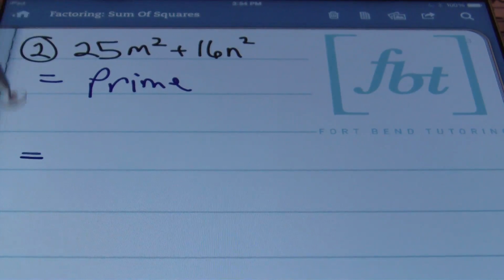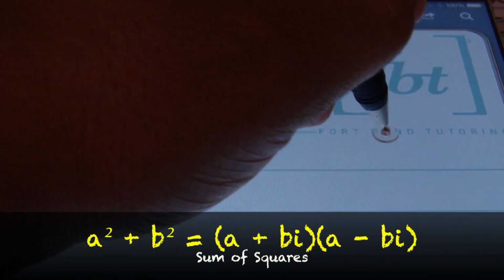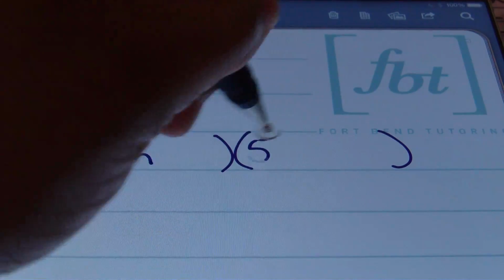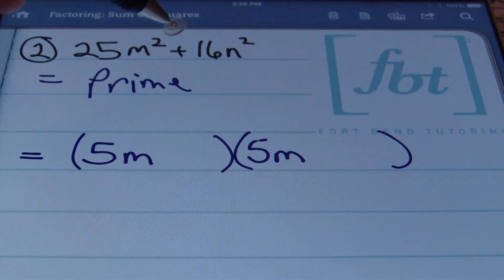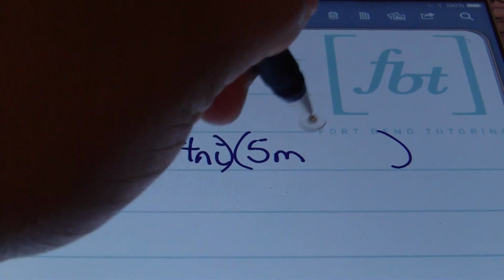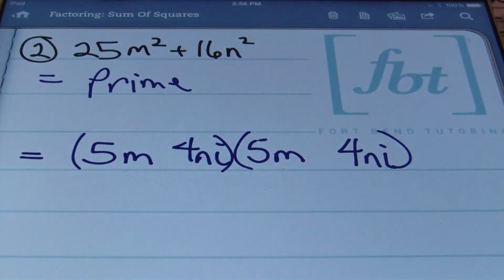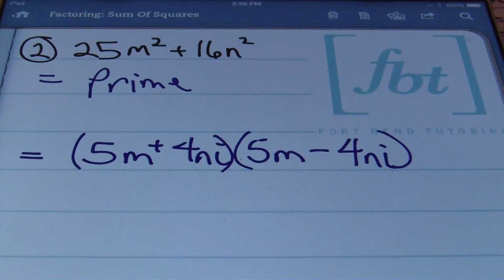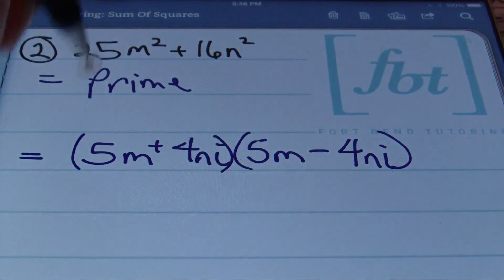Or you can open up two sets of parentheses, like so. The square root of 25m squared is going to be 5m. And the square root of 16n squared is 4n, but remember, we're going to be putting 4ni, that imaginary number, with that second term, and because I'm an optimist, I'll be putting a plus then a minus sign in here, and this is the answer. That's it. 5m plus 4ni times 5m minus 4ni, and done. I'm going to put a red box around my answers. All right, let's go ahead and box that up.